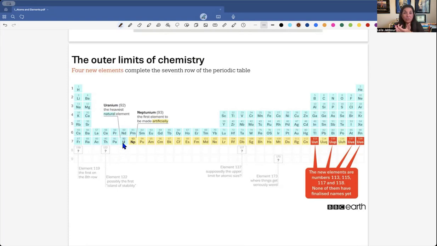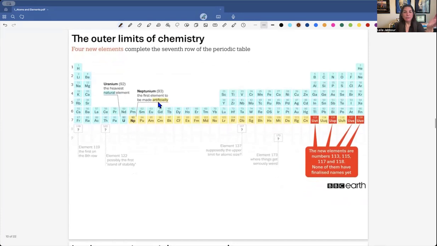Uranium is what we use to make a radioactive substance. That's the heaviest natural element known. And neptunium happens to be the first element that was actually made artificially in a lab.